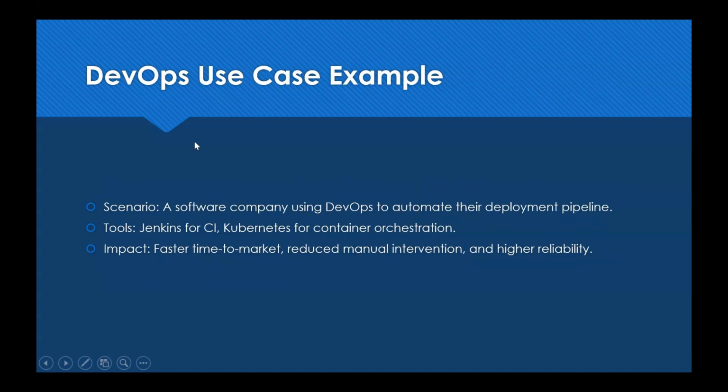DevOps use case example. Consider a scenario like a software company using DevOps to automate their deployment pipeline. Tools: Jenkins for CI, Kubernetes for container orchestration. What will be the impact of using DevOps? Faster time to market, reduced manual intervention because everything is automated via continuous integration and continuous deployment pipelines. All the stuff is automated. And higher reliability, since there is zero or very little manual intervention. You can say your pipelines are highly reliable.